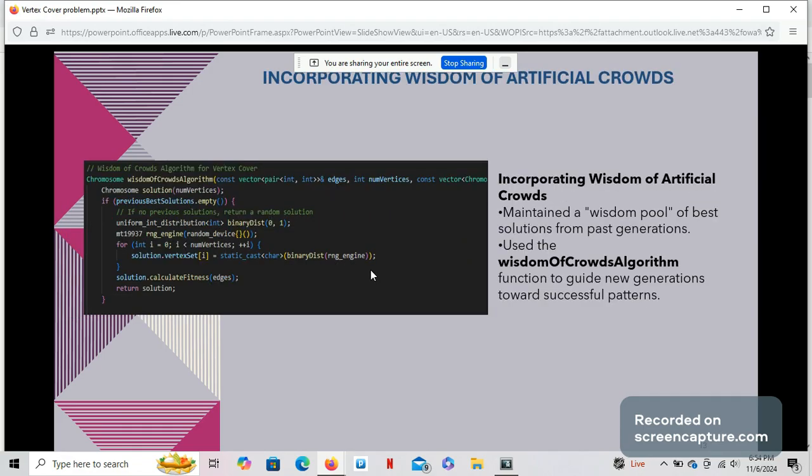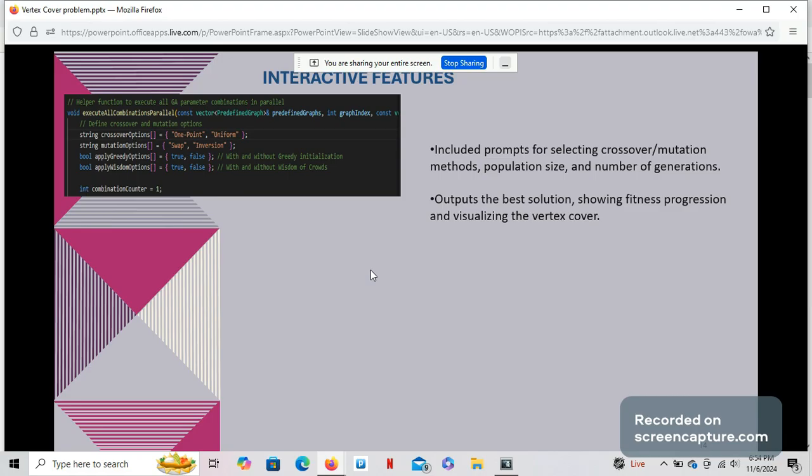So, consistent with the various TSP problems we've done this semester, incorporating the wisdom of crowds approach, I maintain a wisdom pool, a collection of the best solutions from previous generations, and this collective intelligence was leveraged by guiding new generations towards successful patterns from the past. So in practice, the wisdom of crowds algorithm function integrates the wisdom pool to influence new chromosome creation, combining the strengths of the best solutions.